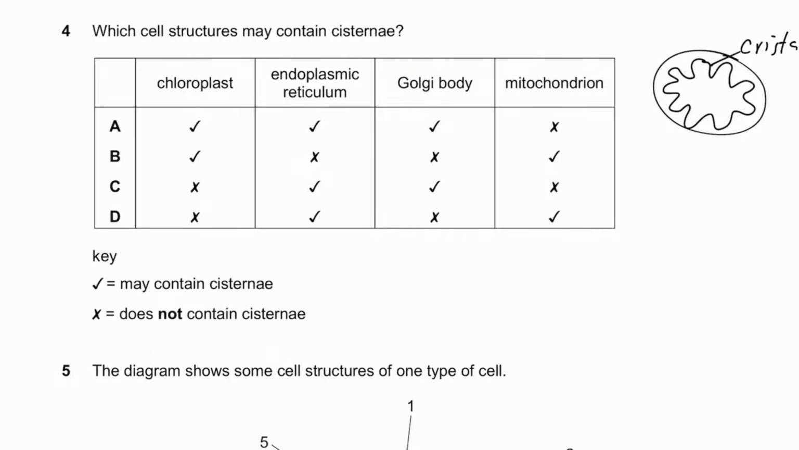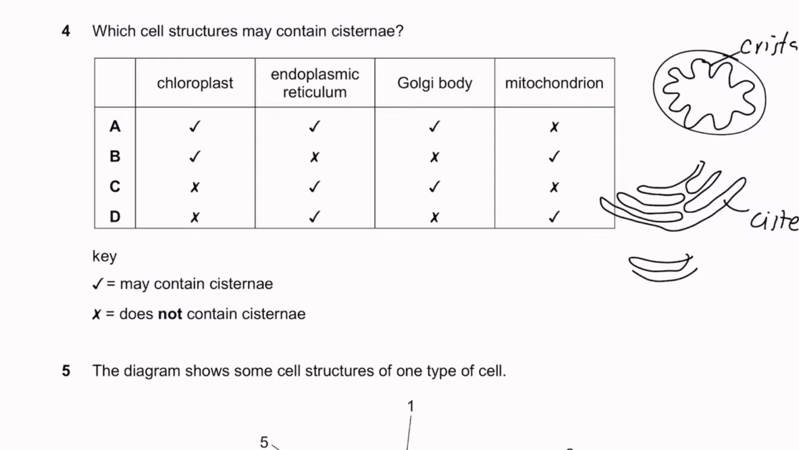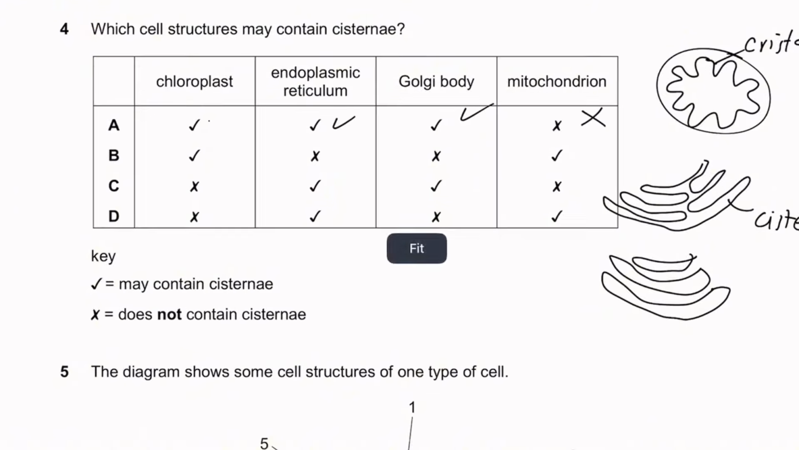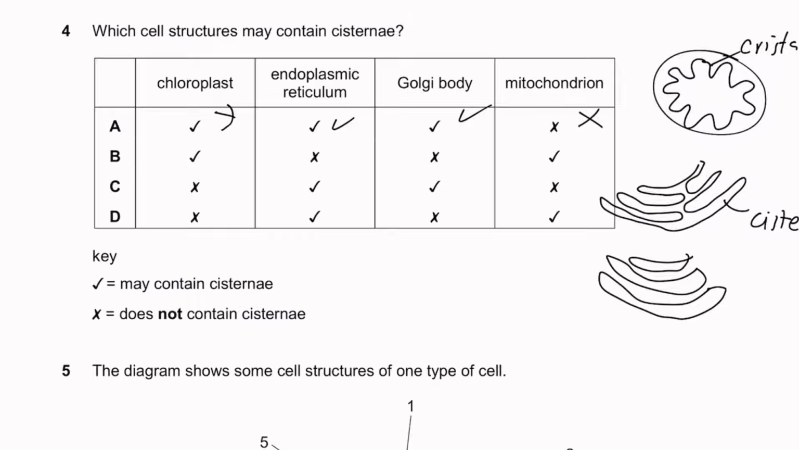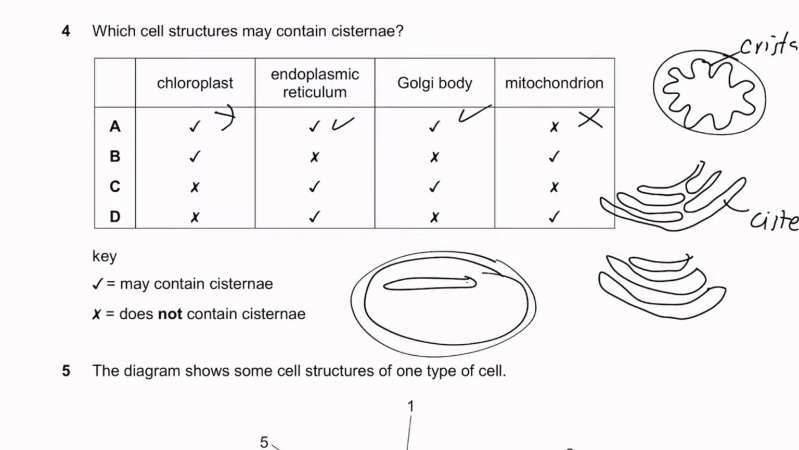Whereas folds in the Golgi body and endoplasmic reticulum are called cisternae. So if we have endoplasmic reticulum connected like so, these folds are called cisternae, and so is the case in the Golgi bodies. Here you can see these folds are also called cisternae. So yes, Golgi body and endoplasmic reticulum, not the mitochondrion, and definitely not the chloroplast. Chloroplasts have thylakoid membranes, so it's a double membrane organelle, and within it are these folds of membranes called thylakoids. So yes, it does not contain cisternae. So we have check and X, C.